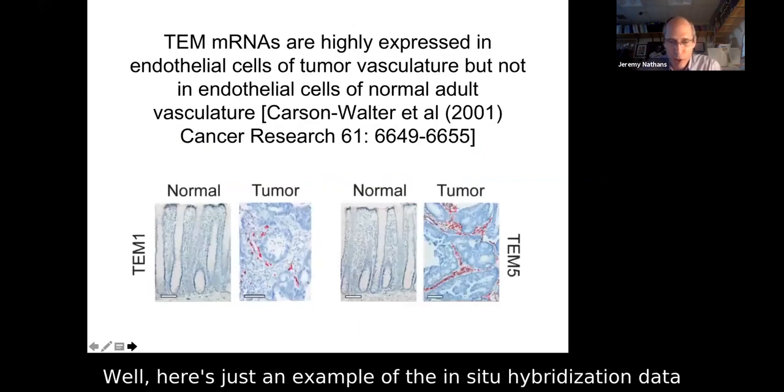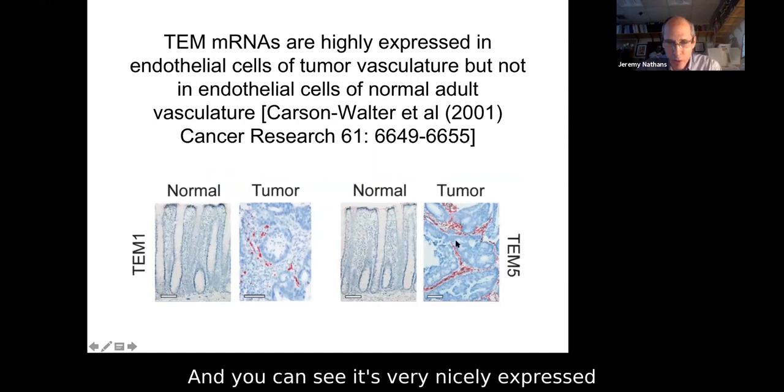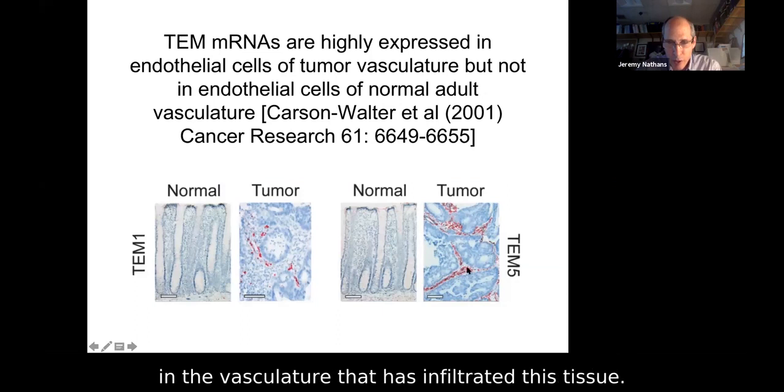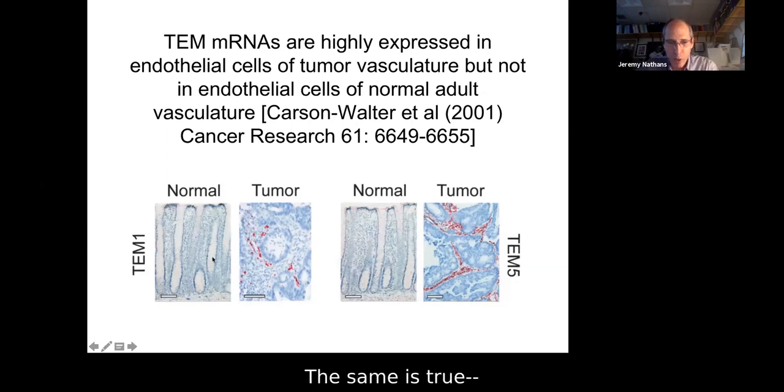Well, here's just an example of the in situ hybridization data from the Kinzler-Vogelstein lab. Here, for example, is TEM5. The in situ signal is in red, and this is a colon carcinoma. And you can see it's very nicely expressed in the vasculature that has infiltrated this tissue, but it's essentially not at all expressed in the normal human colon. The same is true shown on the left for TEM1.